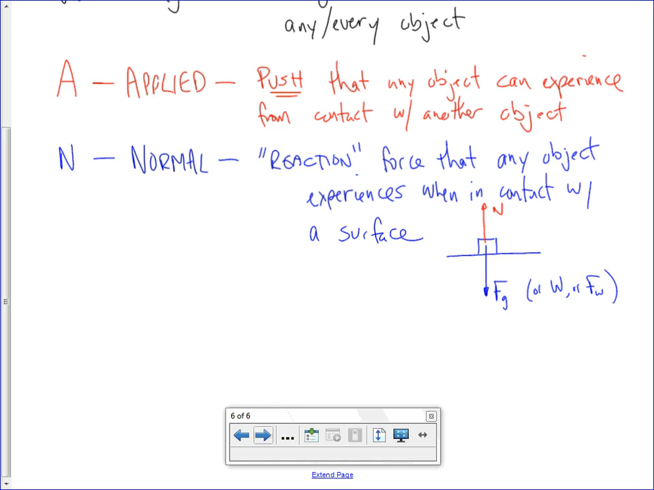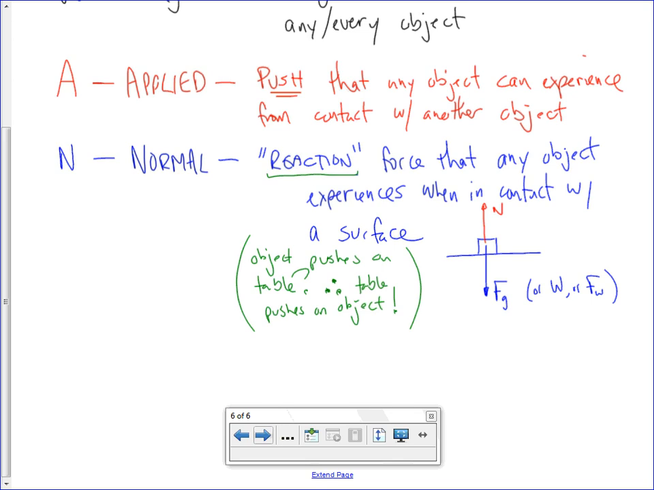Okay, so I'll just qualify this. I'll say object pushes on table. Therefore, for me, 3 dots in a triangle means therefore. Therefore, table pushes on object. Big parentheses. Some of you might have heard a rule, some sort of law that sounds like that, especially when you think about it in that context.